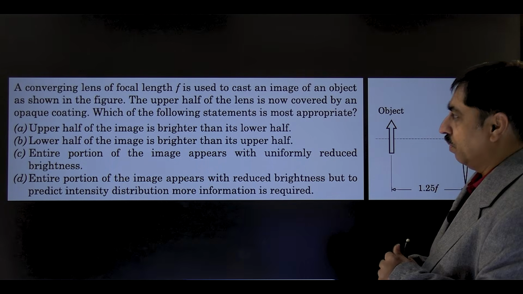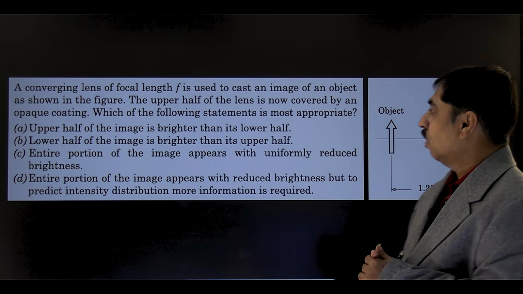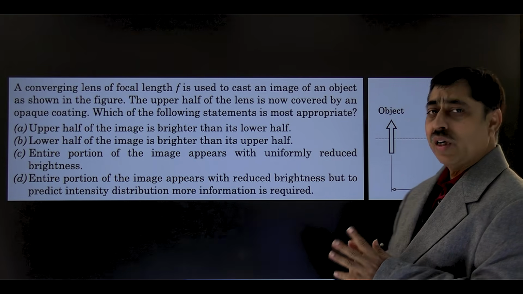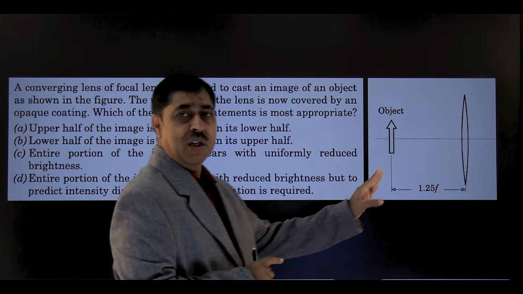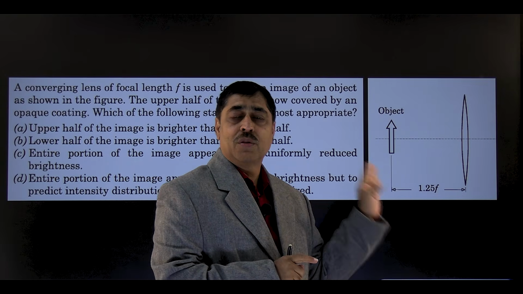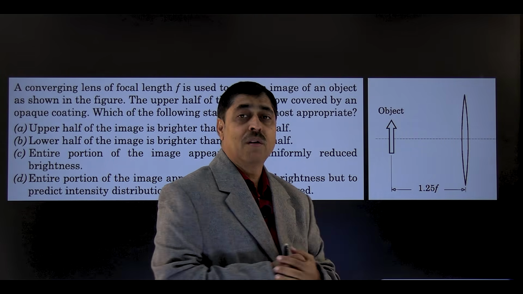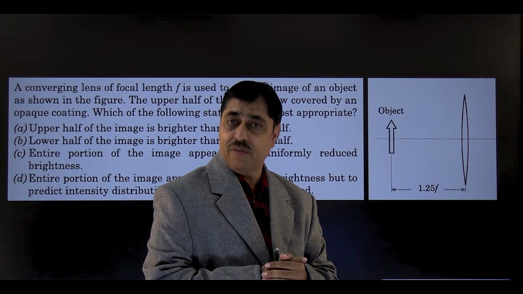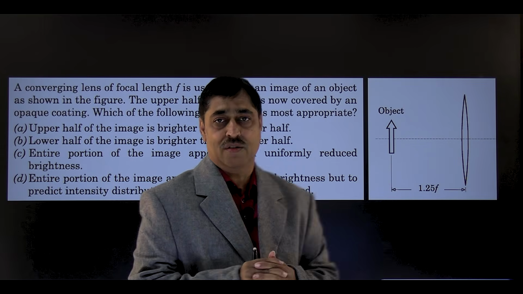A converging lens of focal length f is used to cast an image of an object as shown in the figure. This is the figure, this is a converging lens. This is an object and the image of this object is formed on a screen. Distance of the object from the lens is 1.25 f, where f stands for the focal length of the lens.